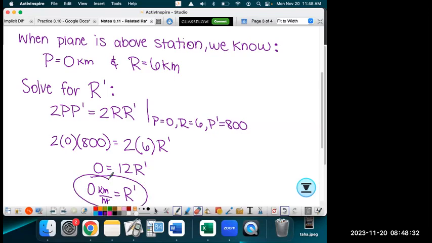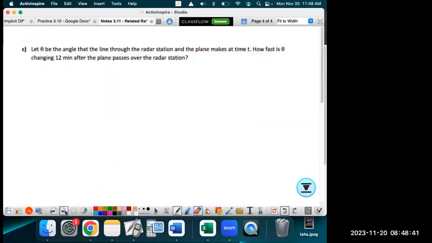All right, moving on to part C, the very last problem in the notes. Let theta be the angle that the line through the radar station and the plane makes at time t. Now, just quickly, we are doing a completely different variable here. So we are going to be starting this problem from scratch. We cannot use things from the previous parts, except for the fact that the plane started off 6 meters above the radar station. So we can still use that.